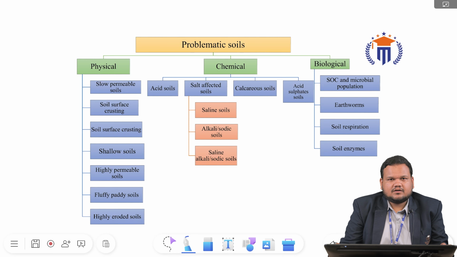Physical problems include slow permeable soils, soil surface crusting, shallow soils, high permeable soils, fluffy peaty soils and highly eroded soils. Whereas chemical problematic soils include acidic soils, salt affected soils, calcareous soils and acid sulfate soils. Within salt affected soils, it includes saline soils, alkali soils and saline alkali soils. Whereas the biological problems include soil organic carbon and microbial population, earthworms, soil respiration and soil enzymes.